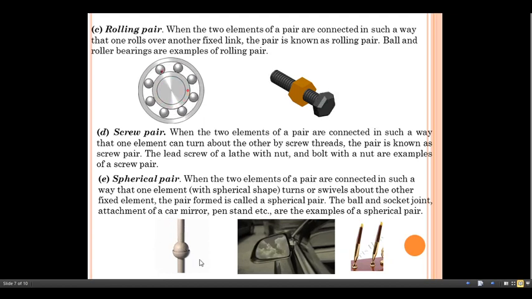Once again, just see the explanation related to this spherical pair. When the two elements of a pair are connected in such a way that one element, here with the spherical shape, turns or swivels about the other fixed element. This is the fixed element, and this is the spherical shape element that turns or swivels inside the other element. Same case with the car mirror. Here the mechanism is made in such a way that it turns or swivels about the other element. Similar case with the pen stand.